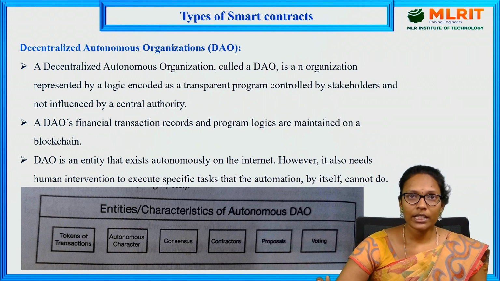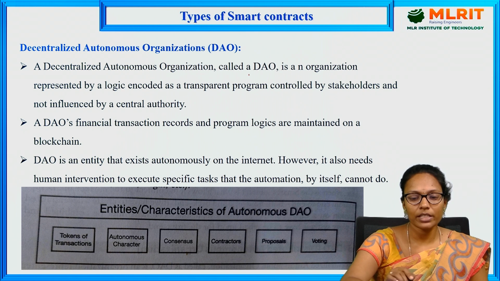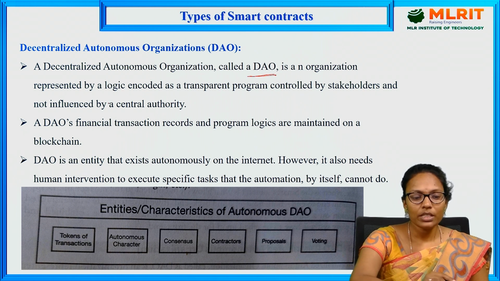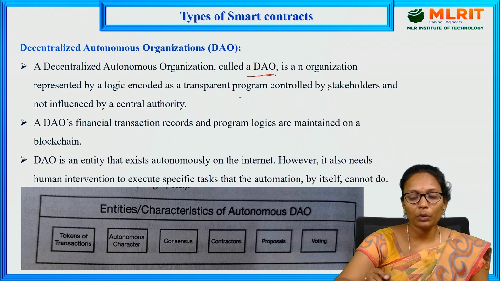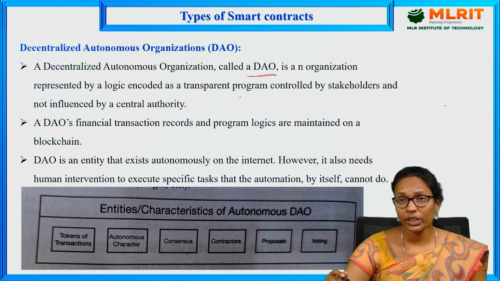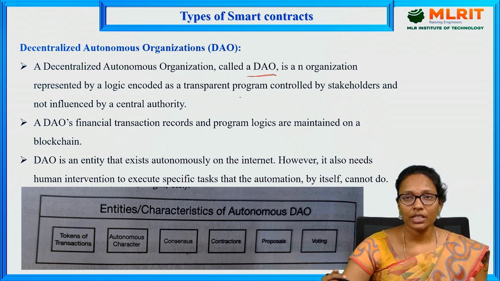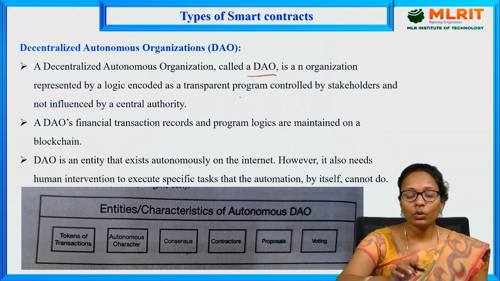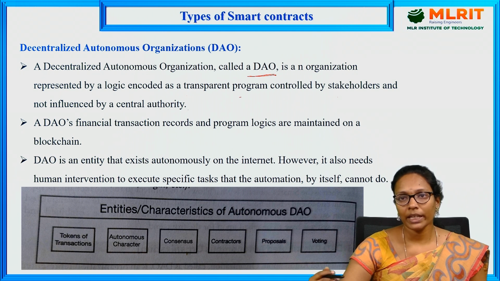The third one is the decentralized autonomous organization, shortly called a DAO. It is represented by logic encoded as a transparent program controlled by stakeholders and not influenced by a central authority. It's nothing but a blockchain. We are making an organization that is monitored by a set of stakeholders but not by a central authority. Here a stakeholder is not a single person. For example, in a college, the stakeholders will be the students, faculty, management, and the academic cell, IQAC. Whoever is involved in that community comes under stakeholders. In this DAO, the central authority will not take the decision; the decision will be taken by the stakeholders only.